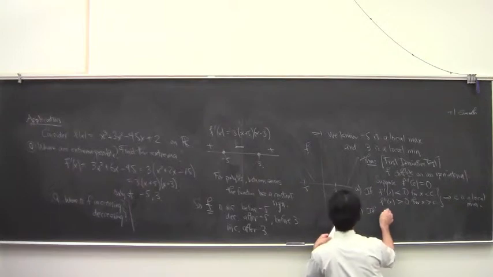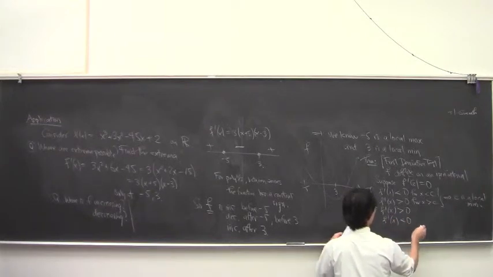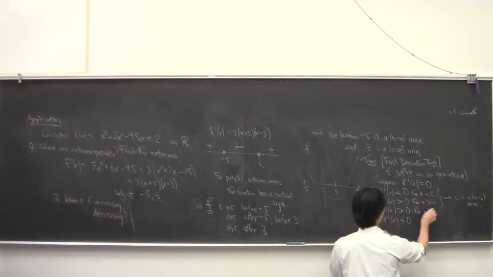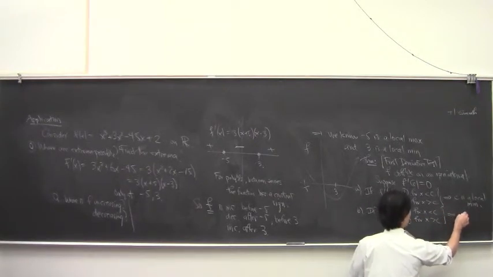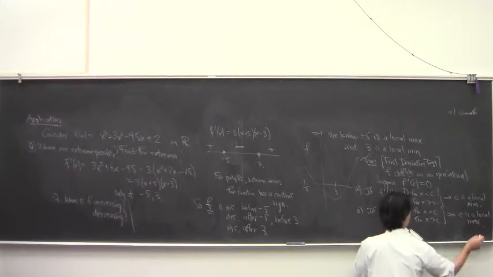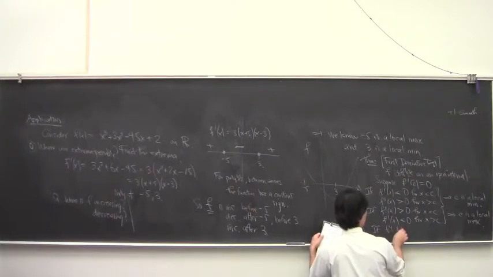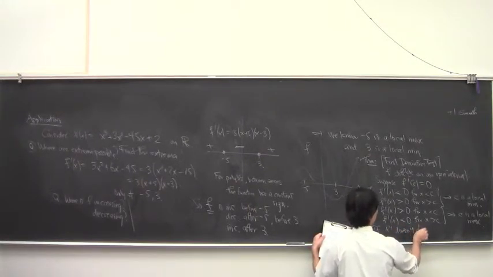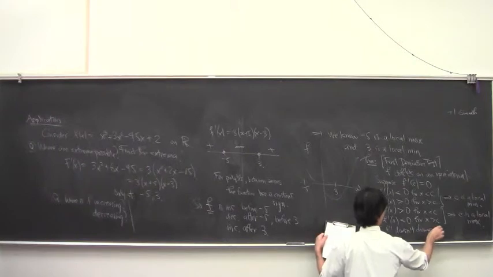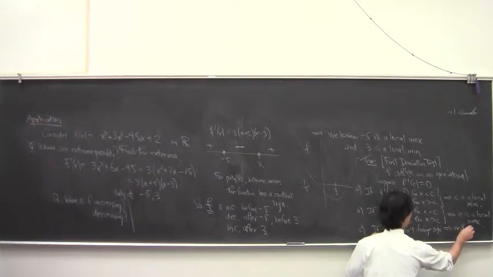If f prime of x is bigger before and less after, then it's going to be a local max. And if f prime doesn't change sign, then it's neither min nor max.